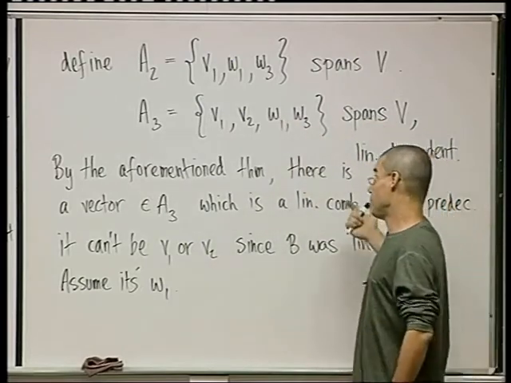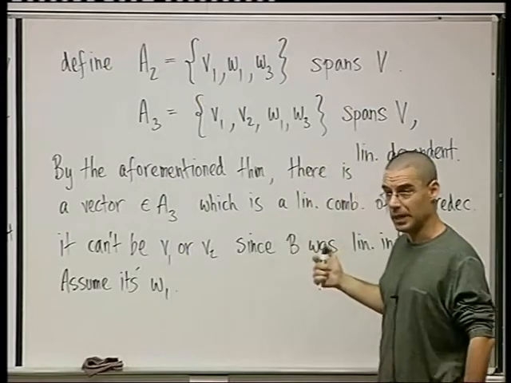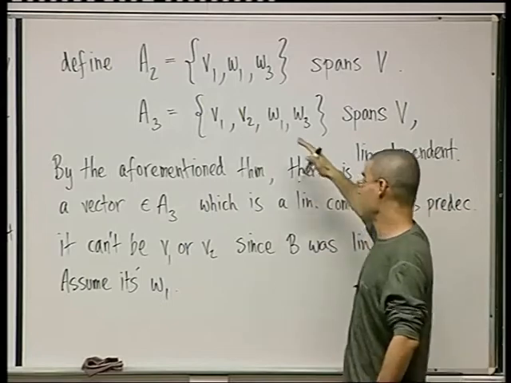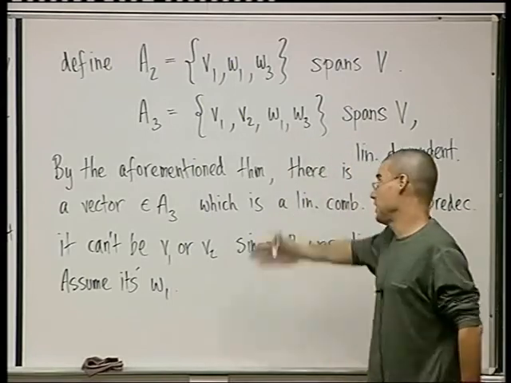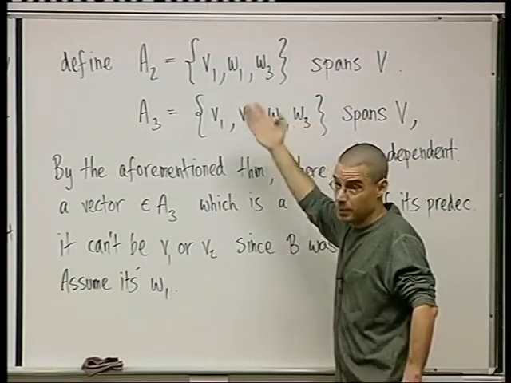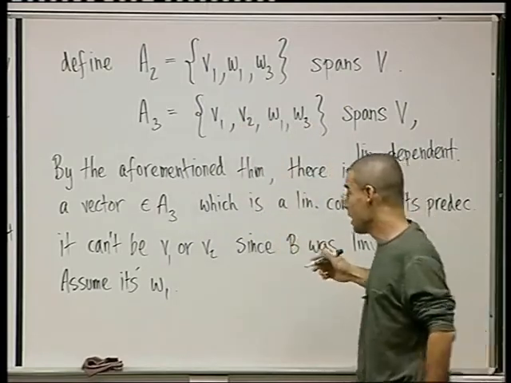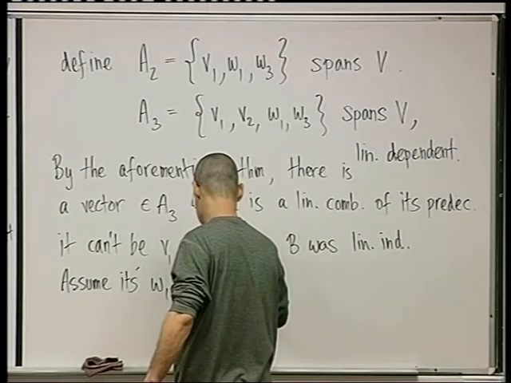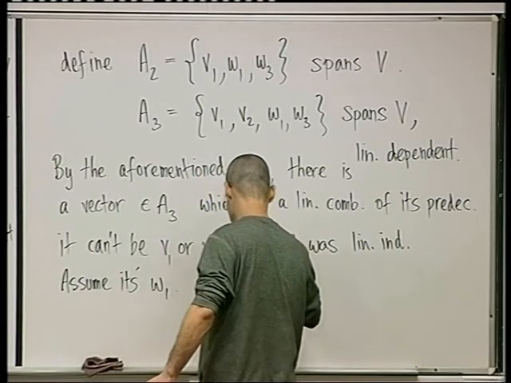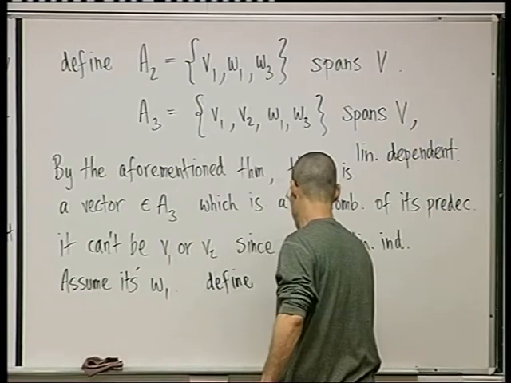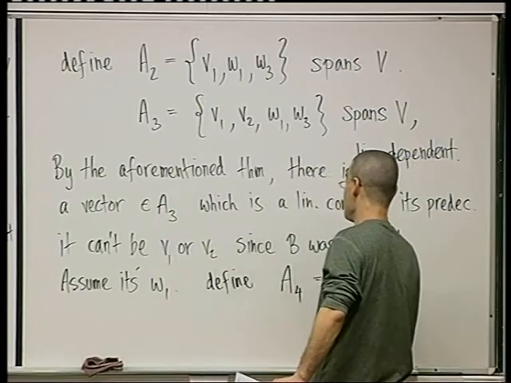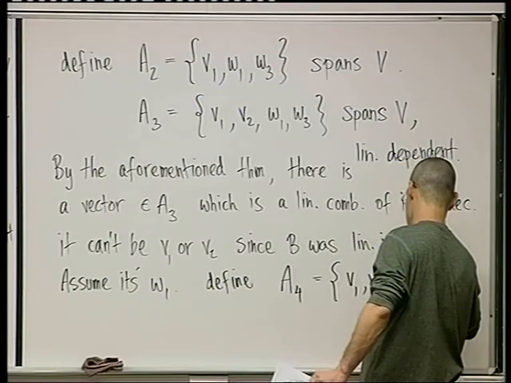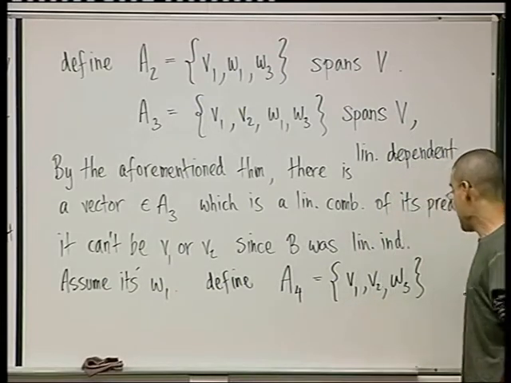Okay, so what am I going to do now? Help me out here. Help Steinitz out here. Same thing. Right, same thing. Let's throw W1 away. It's a linear combination of the others, of its predecessors. We don't need it for spanning. And we're almost done. So define A4. A4 is going to be the set V1, V2, and W3, right?